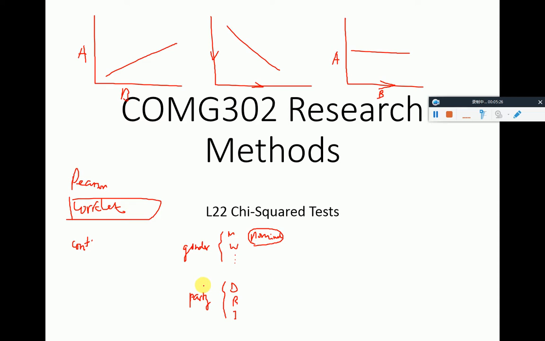So what if I try to associate gender with party? Then what do we do? For example, you're trying to say, I want to examine whether gender is associated with party affiliation, so that women are more likely to be associated with, I'm making things up, Republicans, whereas men are more likely to be affiliated with Democrats.